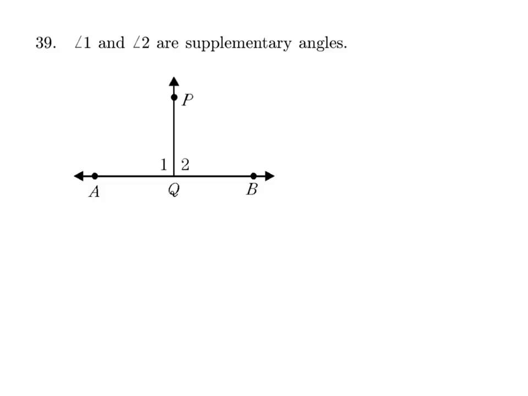Angle 1 and angle 2 are supplementary angles. Well, you don't know if this is a 90-degree angle. This could be 0.1 degrees off from being straight. But I guess they just want you to go by looks. So they're saying it's true, because together they form a line. So you just want to assume that it's straight.